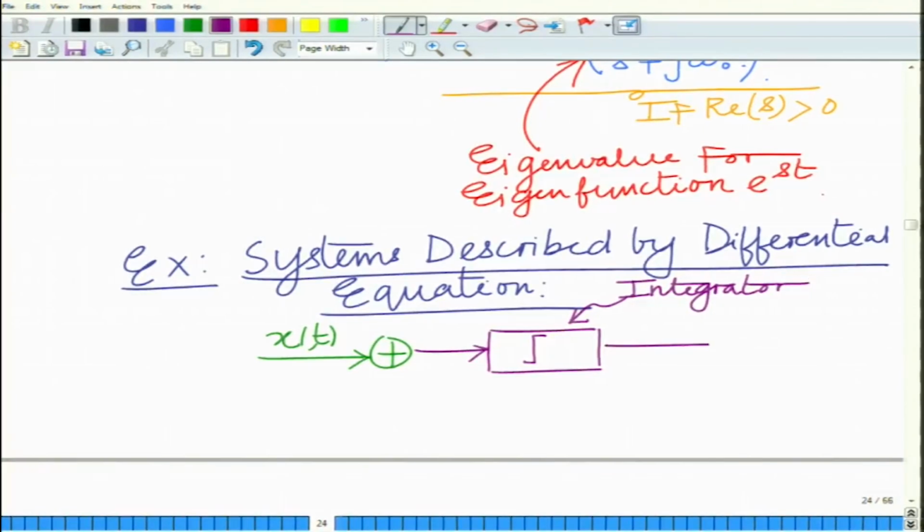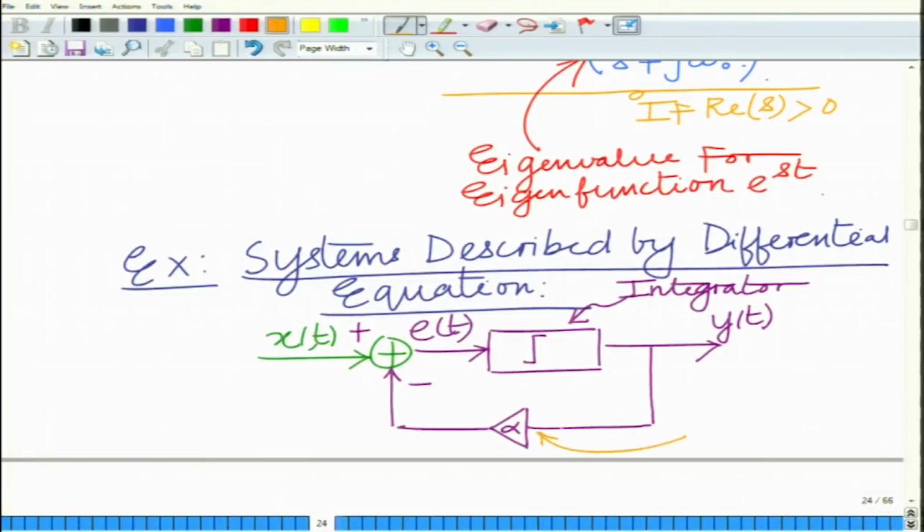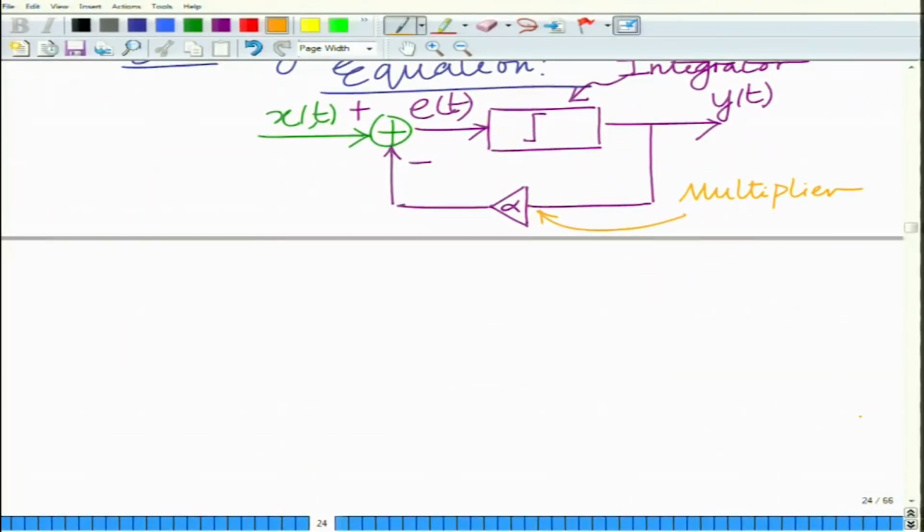And the output of the integrator is fed back and subtracted from the input to give the error signal, and it is multiplied by a scaling constant. This is a multiplier. Okay. So, this is a schematic diagram of a system.